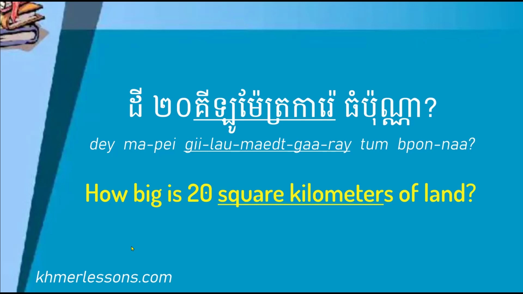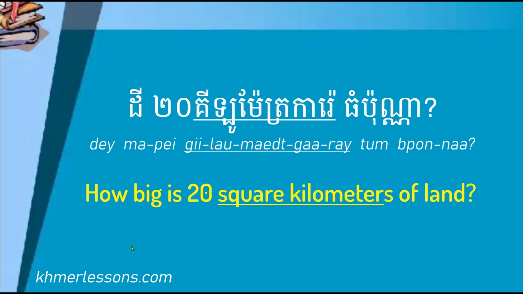How big is 20 square kilometers of land? How big is 20 square kilometers of land? Đấy mà phải kilômét cả rê thông bọn nè. Bà, so you would like to know how big is 20 square kilometers of land. Bà, okay, you see the word land is đầy. This word is similar to the word hands or arm. Nah, that you say đầy. But this word you say đầy. They sound very similar, but if you can read my alphabet, we use different vowels. Ba, we use different vowels.